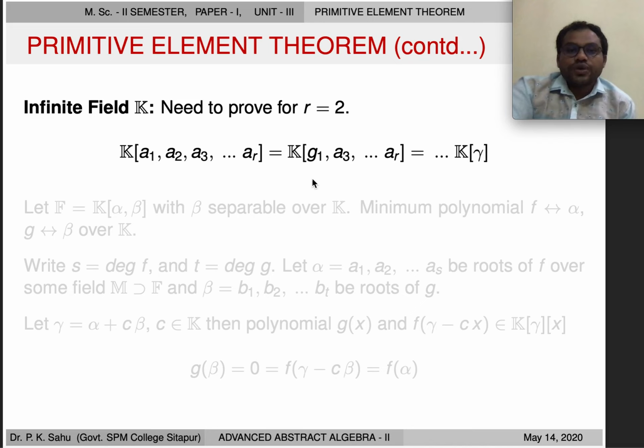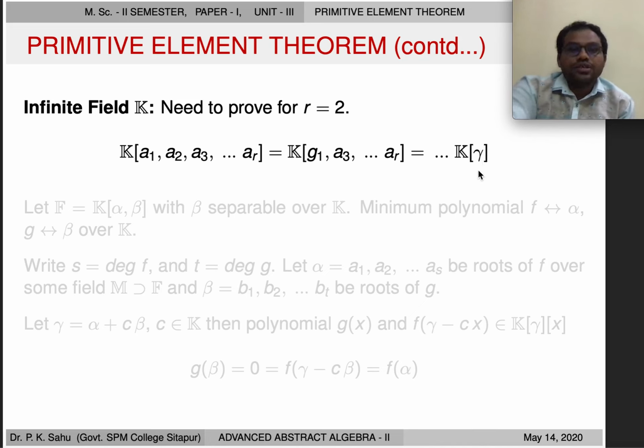Then we can adjoin a3 and g1 to get g2. Then it will become g2, a4, a5 all the way to a_n. If we keep adjoining these, at the end we will get a single element gamma. So this proves our theorem. In place of all this, we are writing a single element gamma.